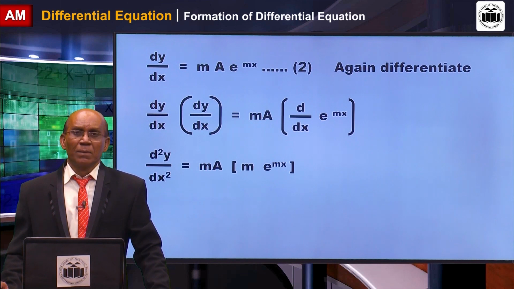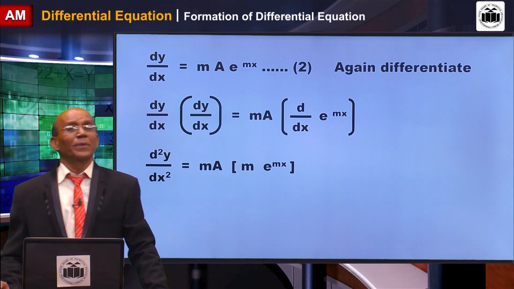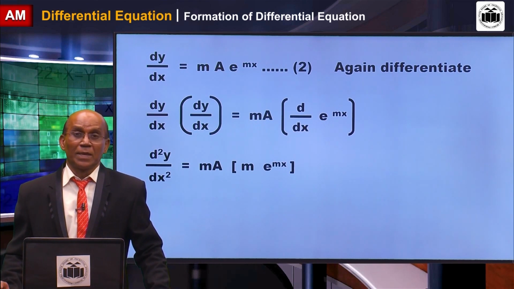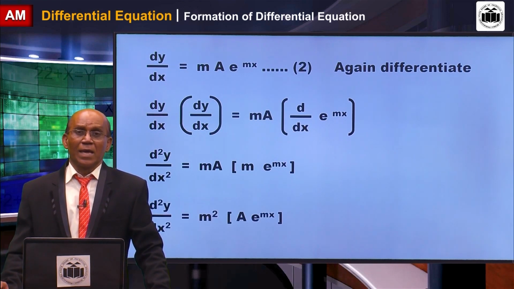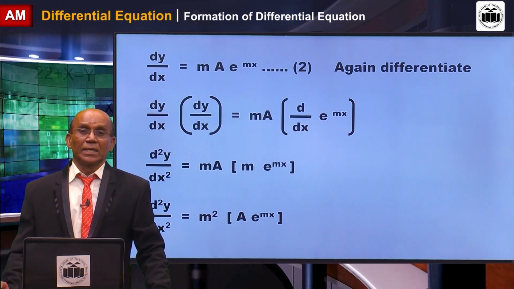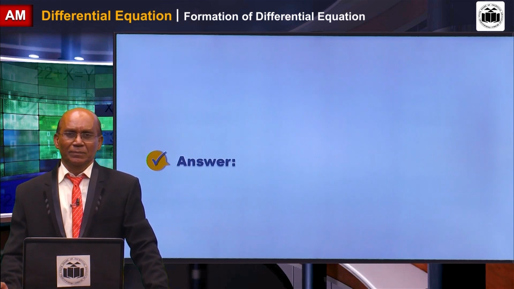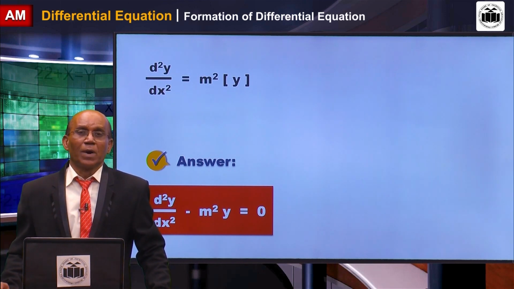So d square y by dx square equals m a into bracket m e raised to mx, because earlier we took the derivative of e raised to mx as m e raised to mx. Same condition we can apply repeatedly, and hence we come to the right hand side again as m square a e raised to mx. So can you guess the answer for this example? Yes, the answer is d square y by dx square minus m square y equals to 0.